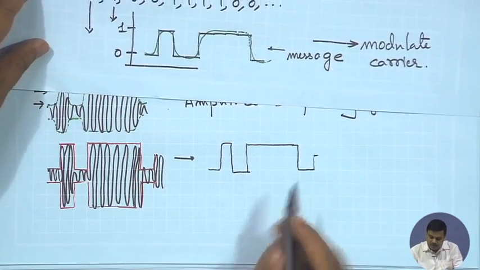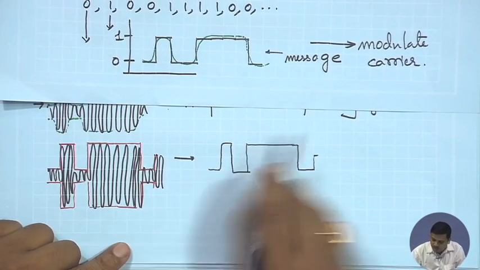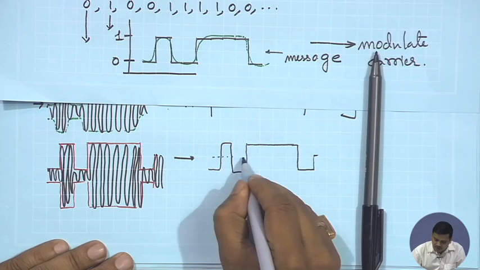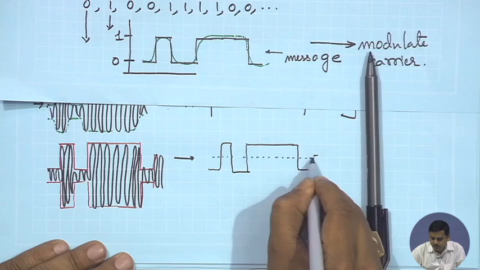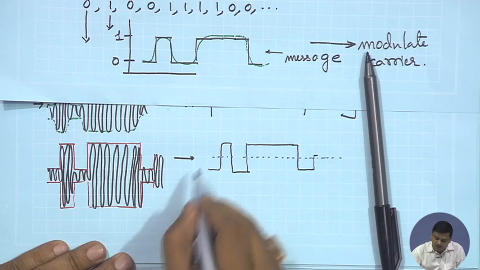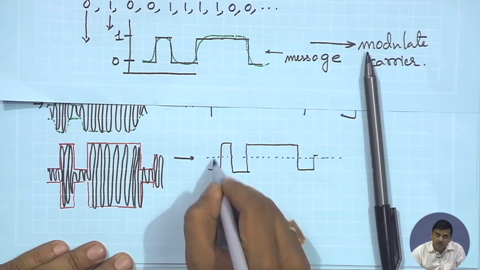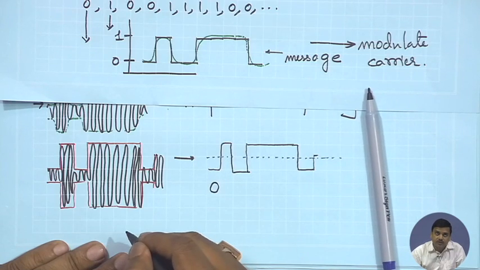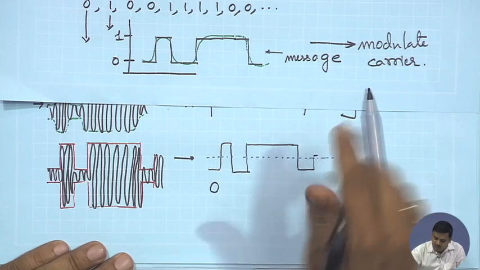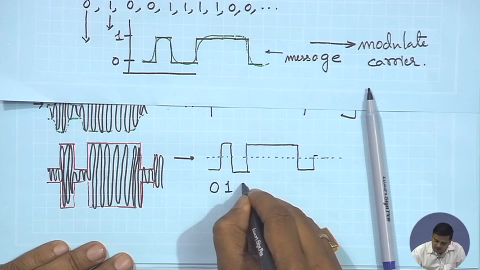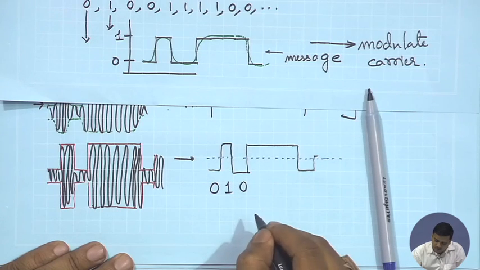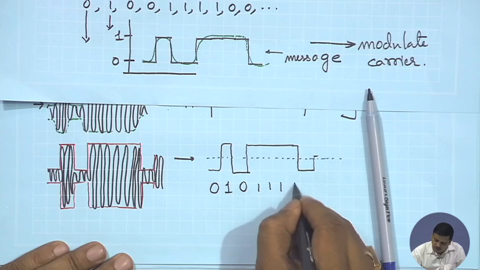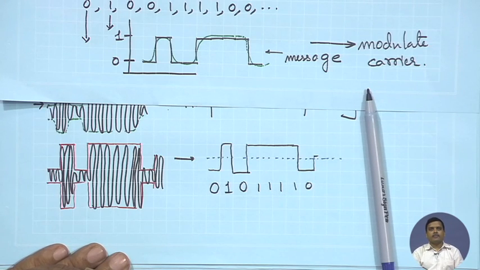So going by this, I would say at this point I would set up a decision threshold somewhere in between, and I would say whenever the signal is below this decision threshold, a 0 has been received, and when the signal is above this decision threshold, a 1 is being received, a 0 is being received, a 1 is being received, a 1 is being received, a 1, a 1, a 0, and so on and so forth.